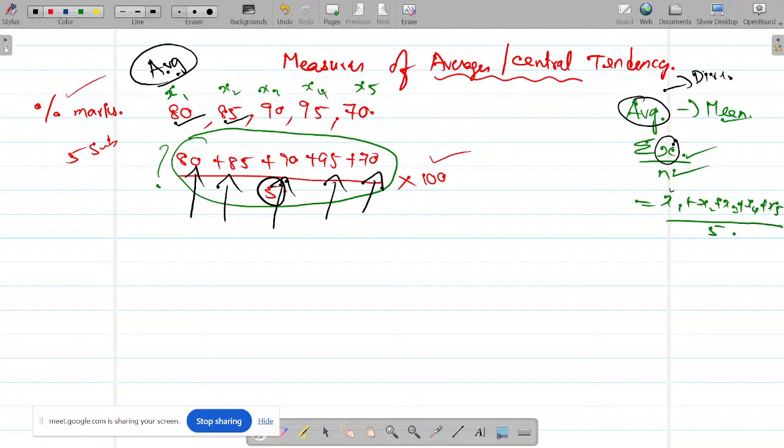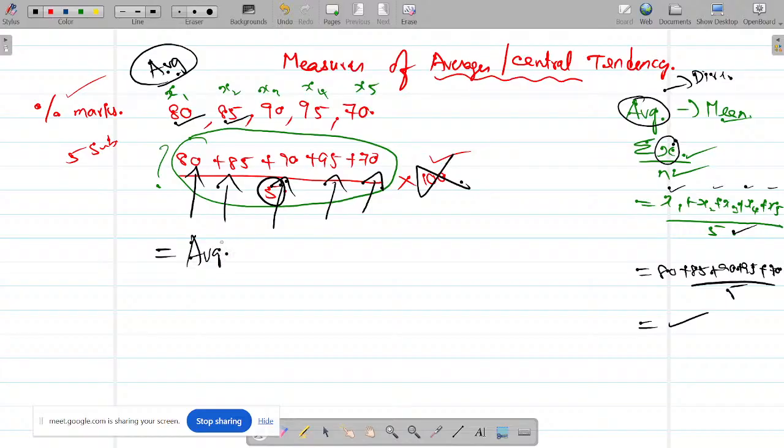This is the application of average, the direct concept of average. So you are adding all the x values and dividing by 5. So 80 plus 85 plus 90 plus 95 plus 70 divided by 5 will be your average x. Here you add everything. You need not worry about converting to 100, because we convert to 100 only when we want to go to percentage. What is your value? This is your average. I don't want the value, I want the term: how do you define this one? As average marks.